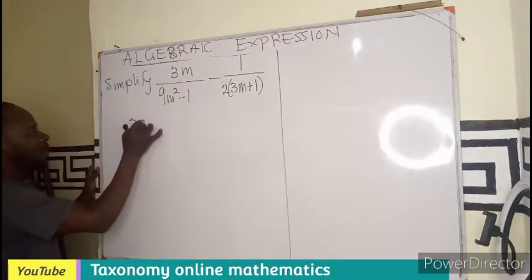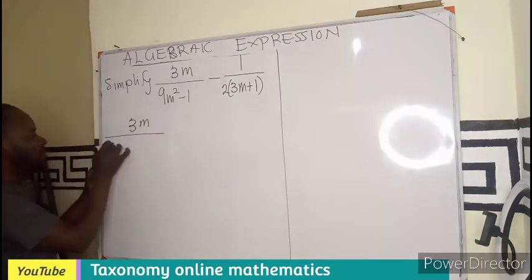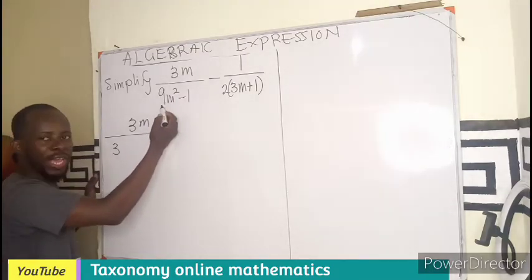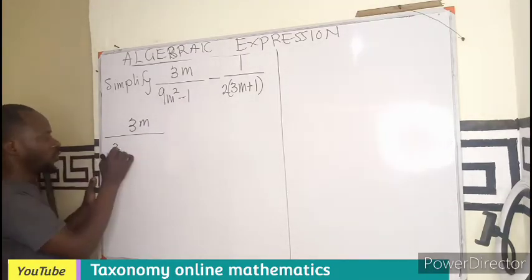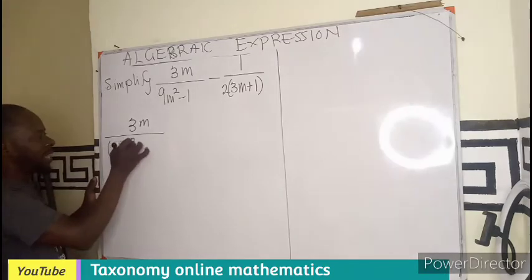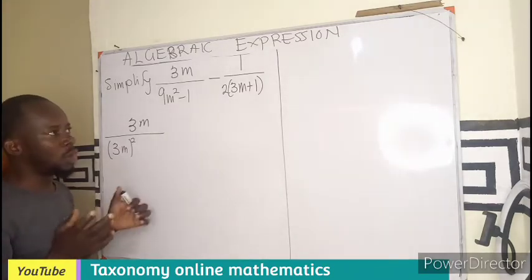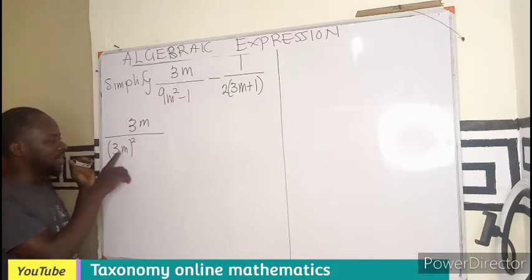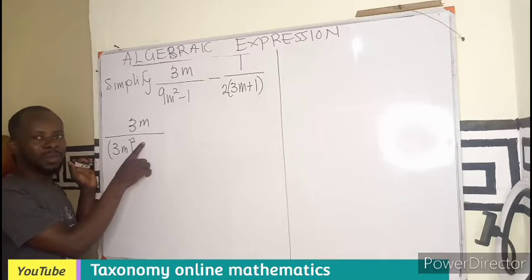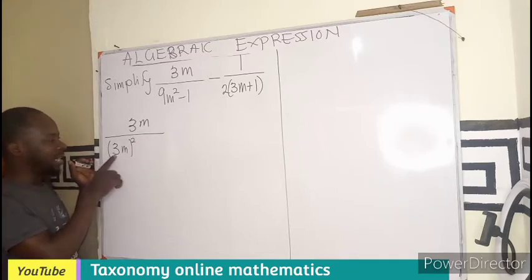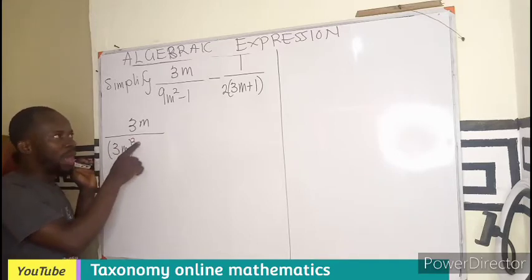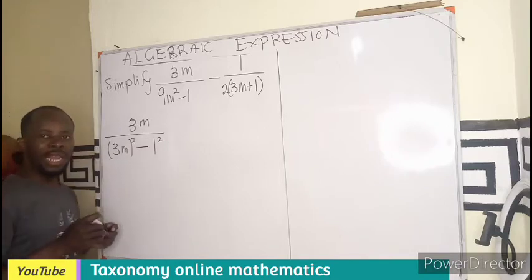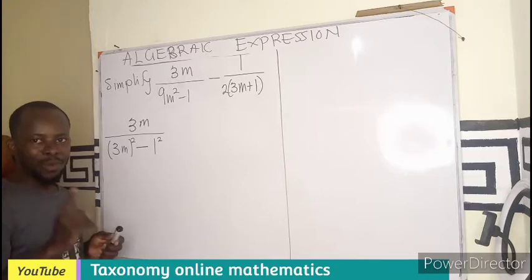So we maintain our numerator. This is going to be 3 squared m squared. 3 squared giving 9, m squared. So we combine them by the property of indices or law of indices, that if I have the square outside the bracket, it means the two terms are being squared. If I open the bracket, I'll be having 3 squared m squared. Then minus 1, which can also be squared. We know 1 squared still remain 1.